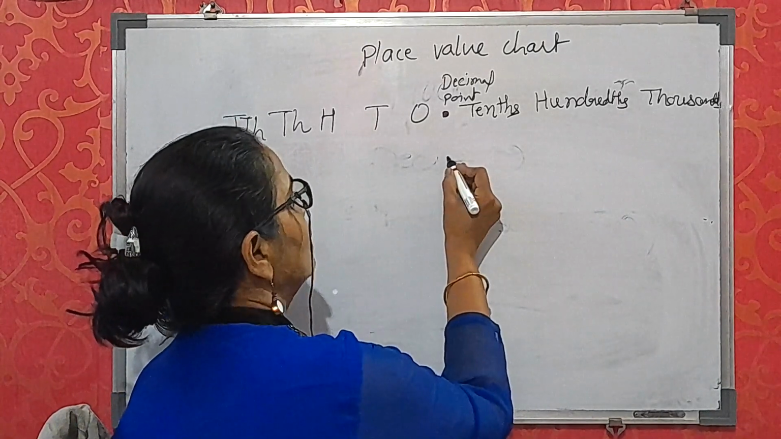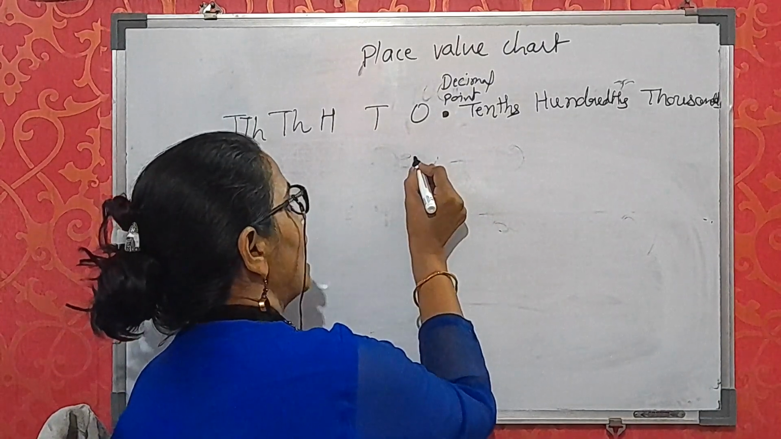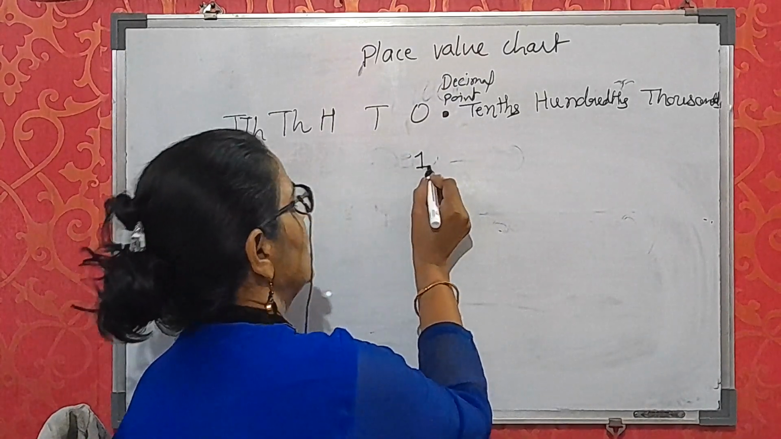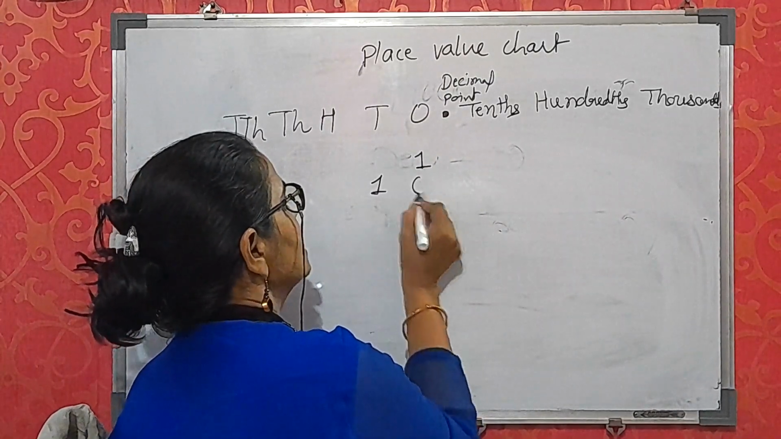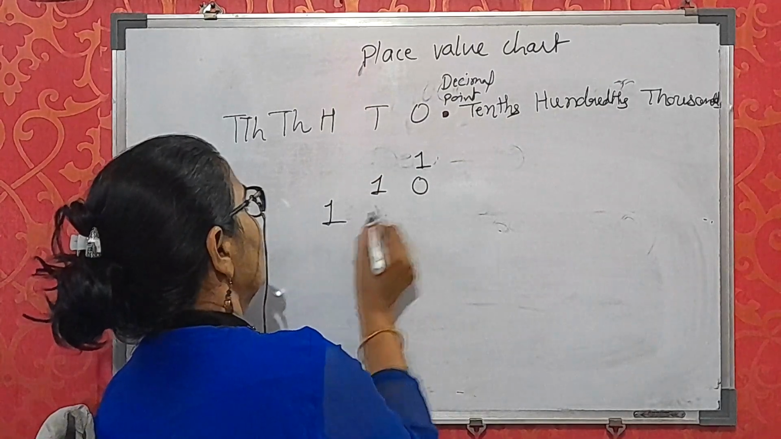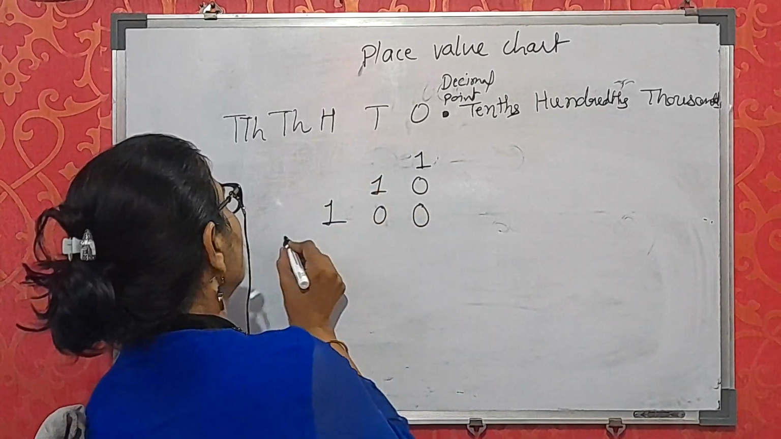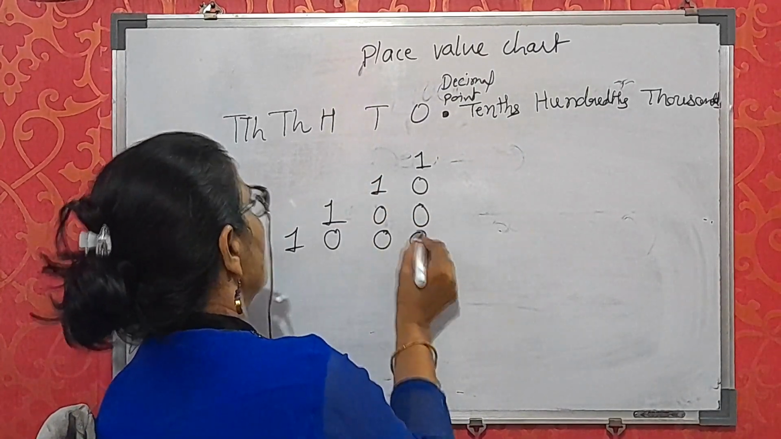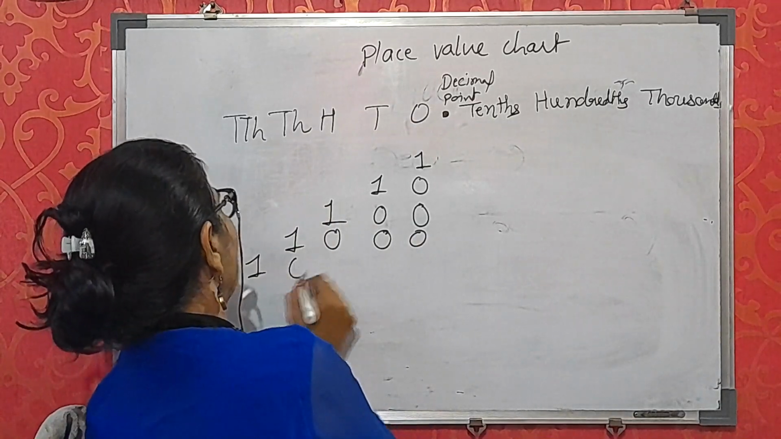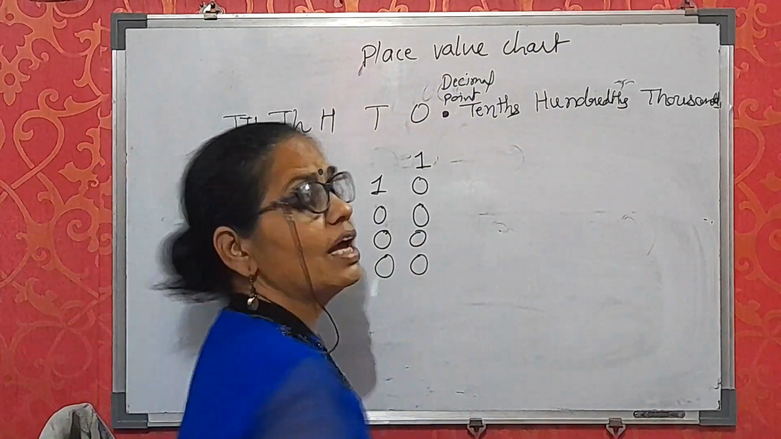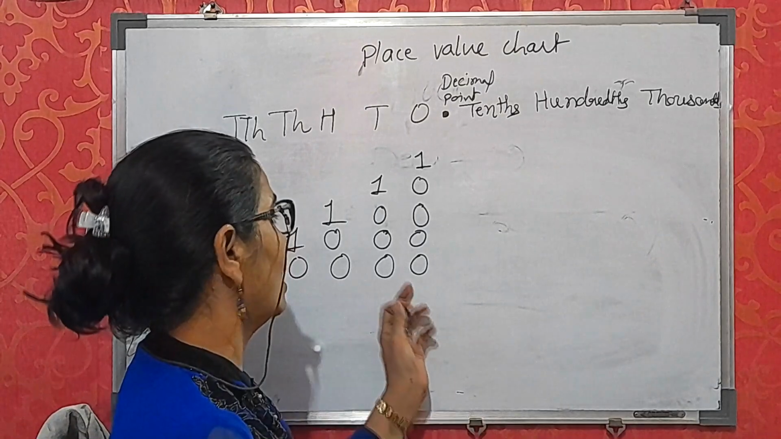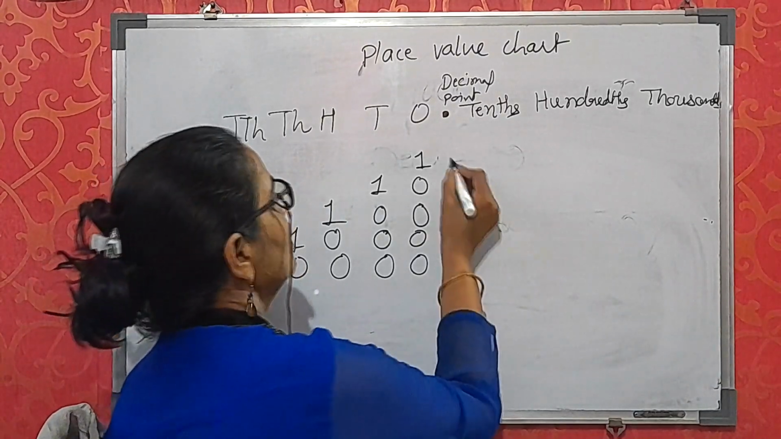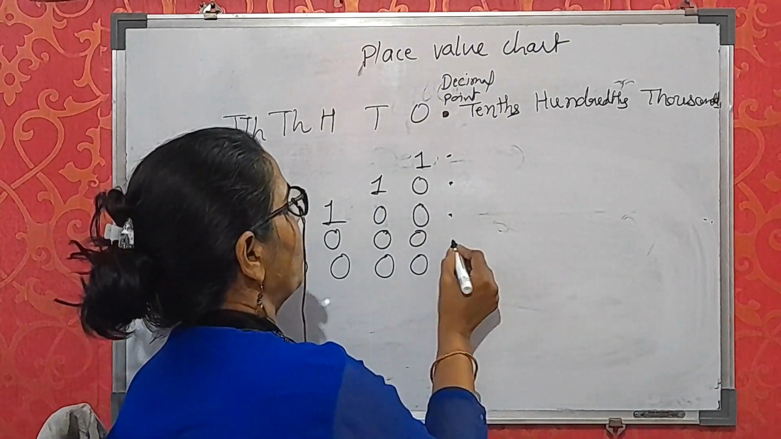So first of all, the basic way: for ones I will write 1 single, for tens 1 and 0, for 100 1 0 0, for 1000 1 0 0 0, for 10,000 we are writing this way. So this way we are writing the place value.